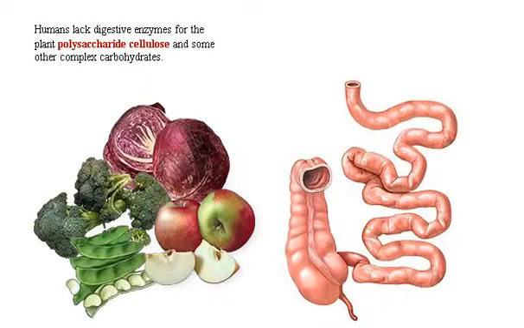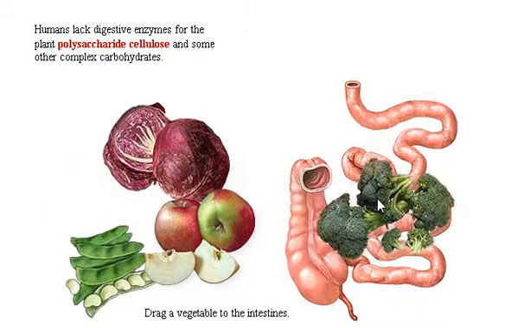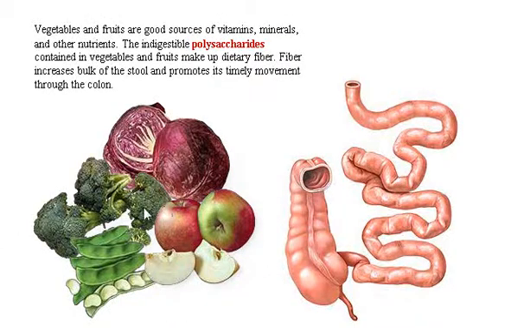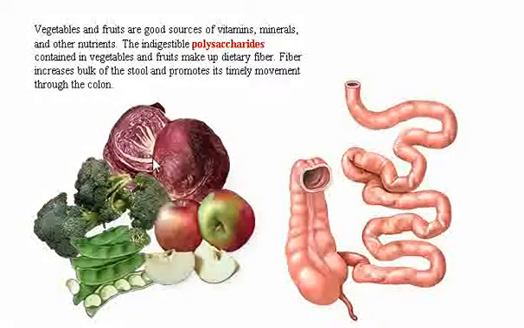Humans lack digestive enzymes for the plant polysaccharide cellulose and some other complex carbohydrates. Drag a vegetable to the intestines. Vegetables and fruits are good sources of vitamins, minerals, and other nutrients. The indigestible polysaccharides contained in vegetables and fruits make up dietary fiber. Fiber increases bulk of the stool and promotes its timely movement through the colon. Click the intestine to observe salt and water absorption.